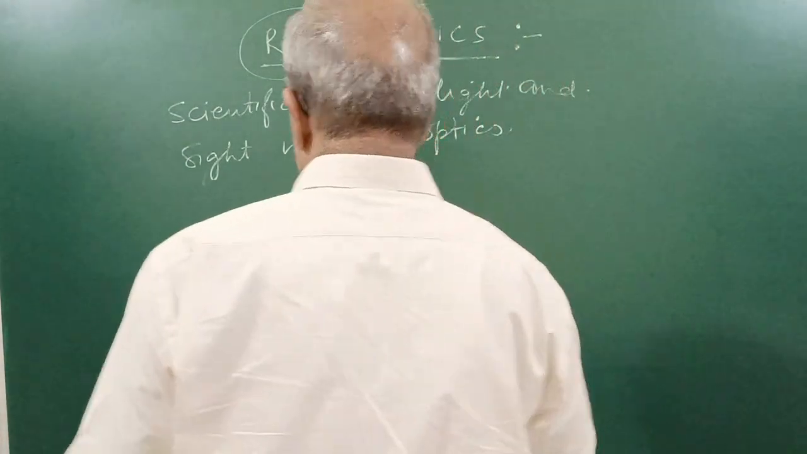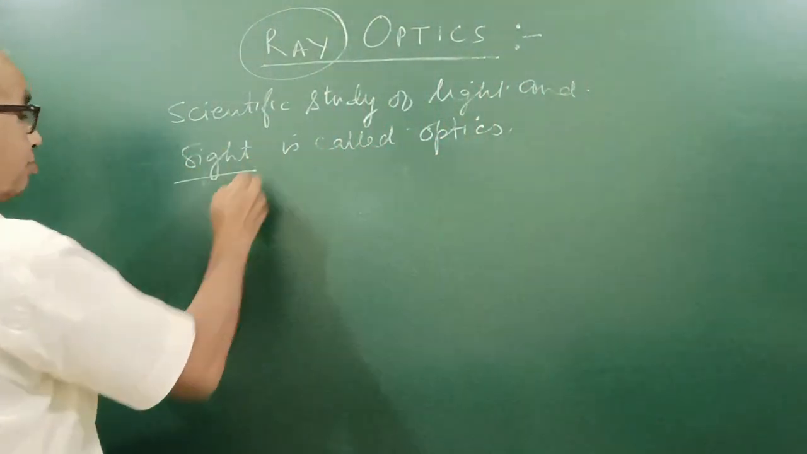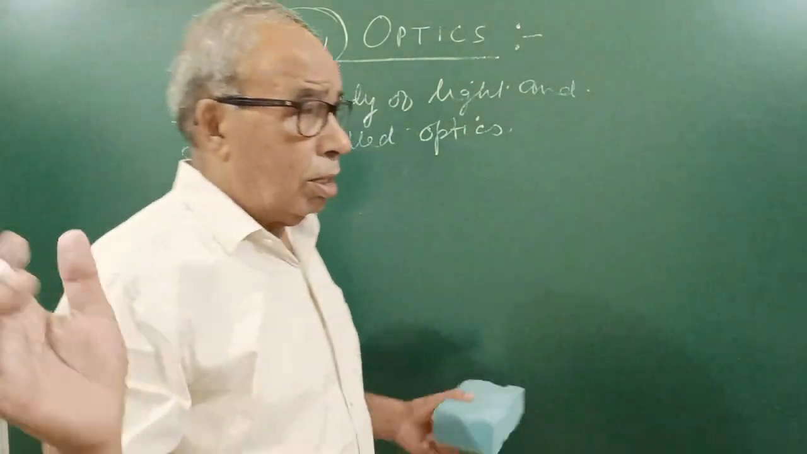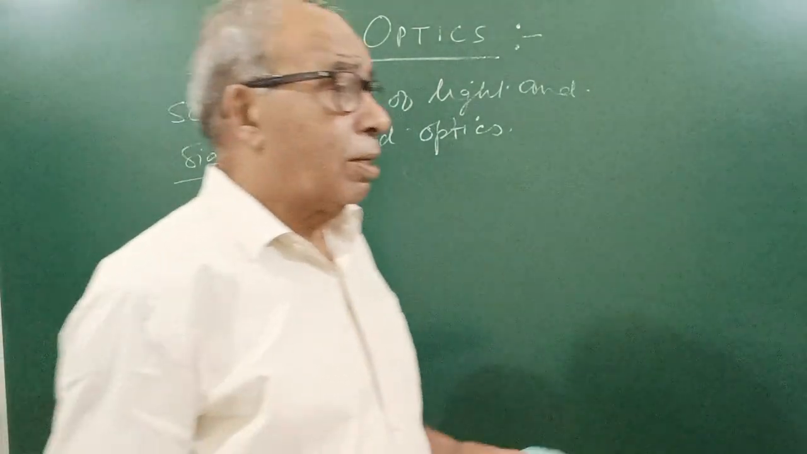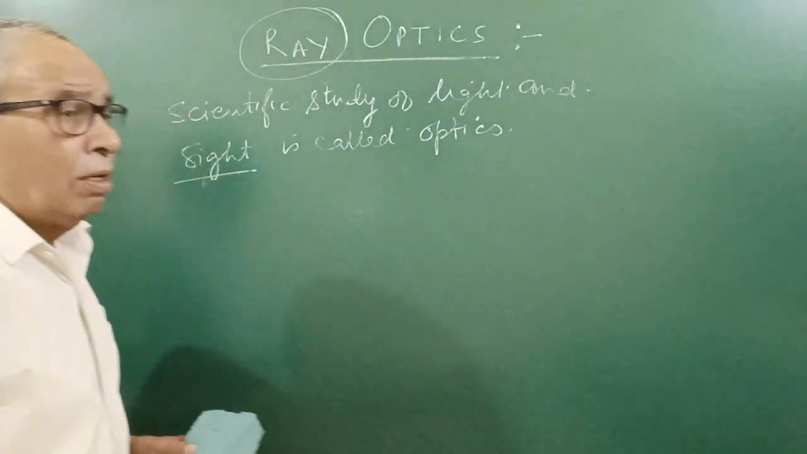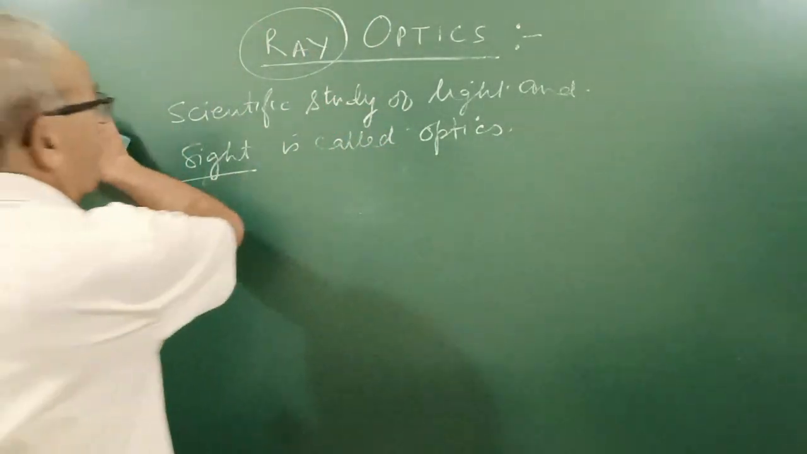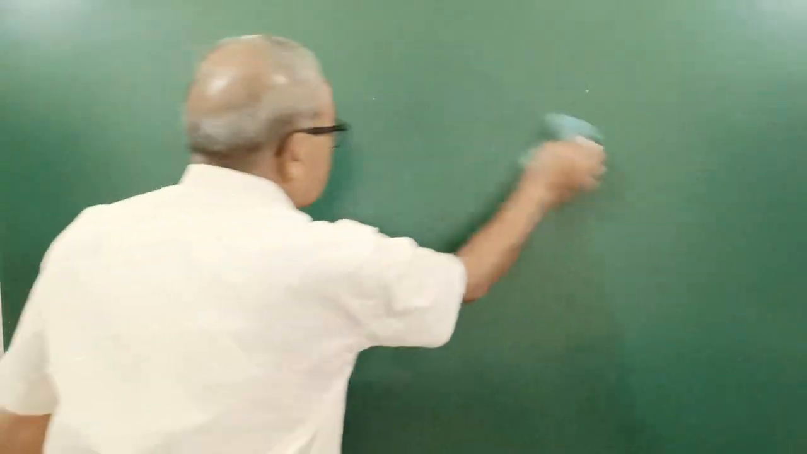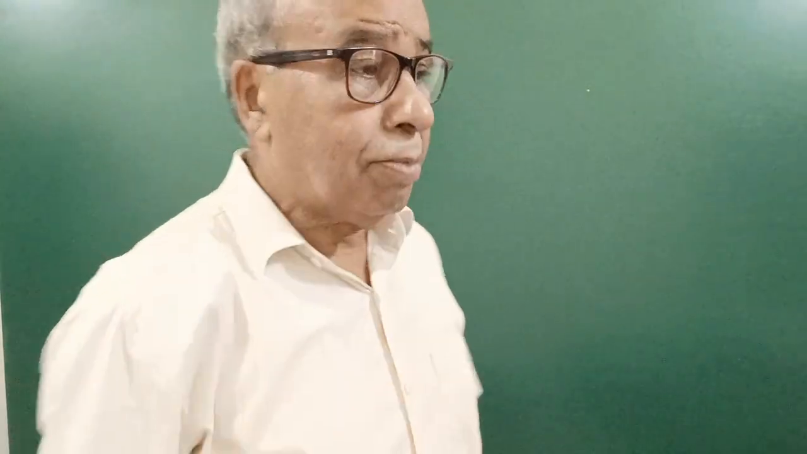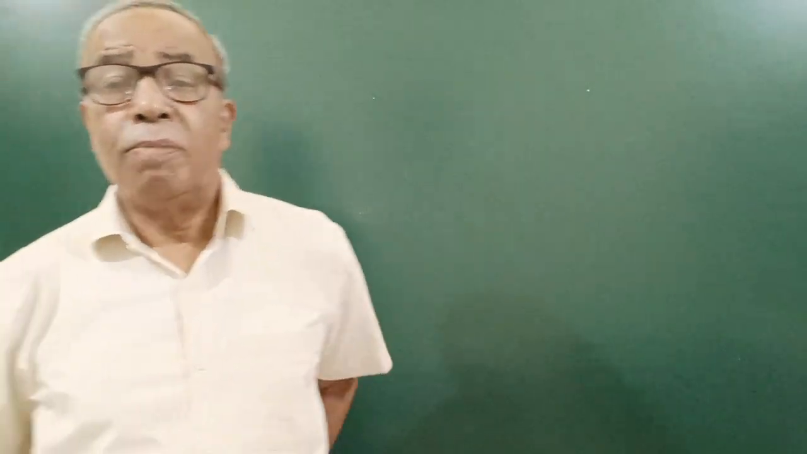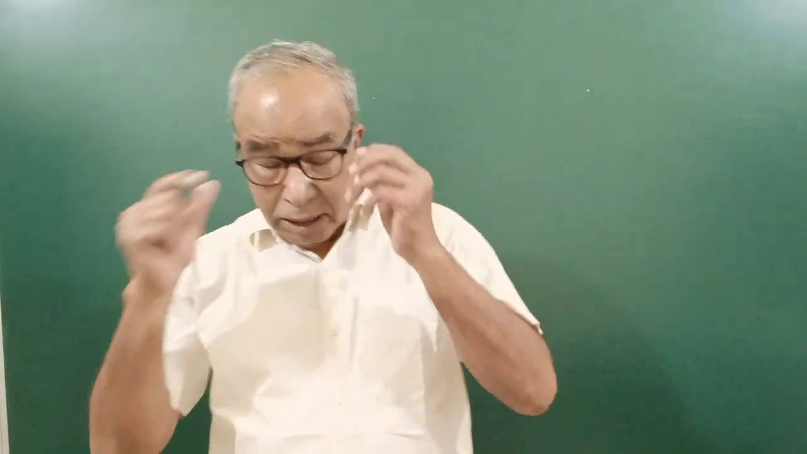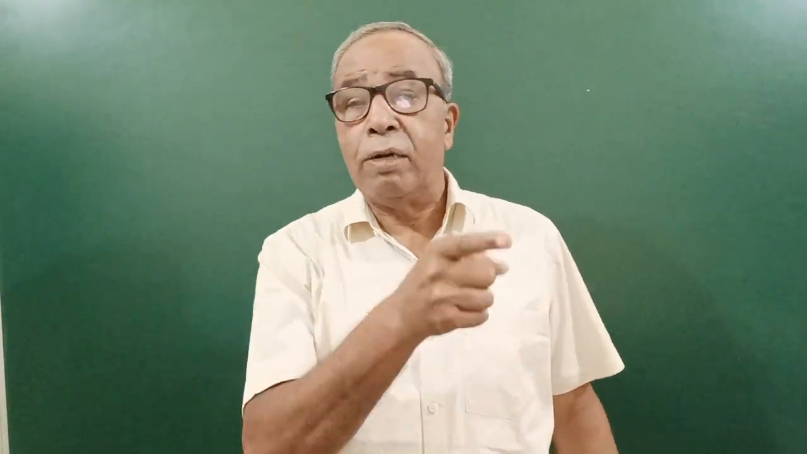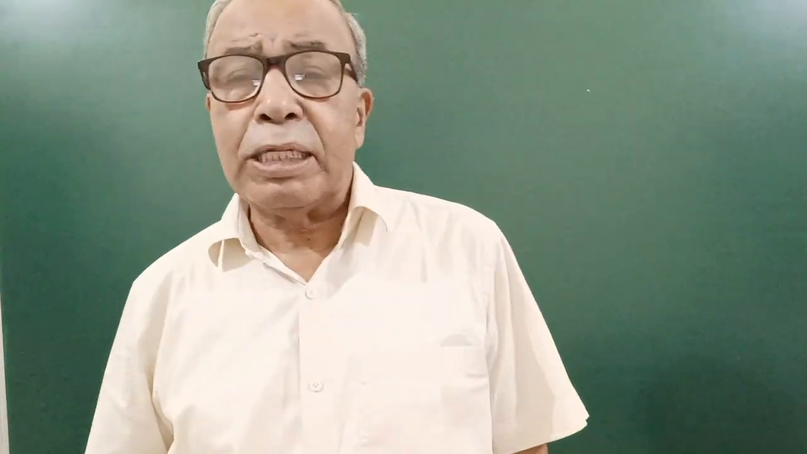So now, what is sight? Sensation of sight. I told you in the last chapter about electromagnetic waves. Light is also a form of electromagnetic wave. But here we are talking about ray optics. There is still a great confusion about ray optics and wave optics. People have a concept that in wave optics light goes like a snake. No, light always travels in a straight line.